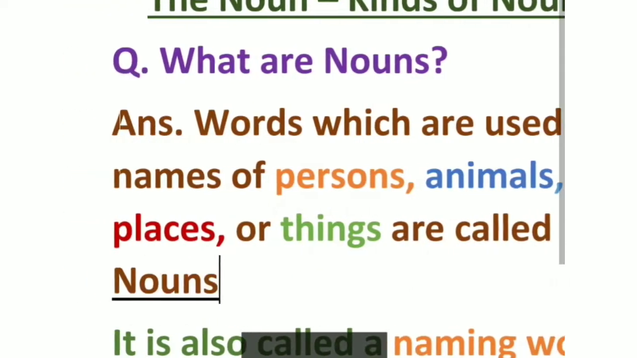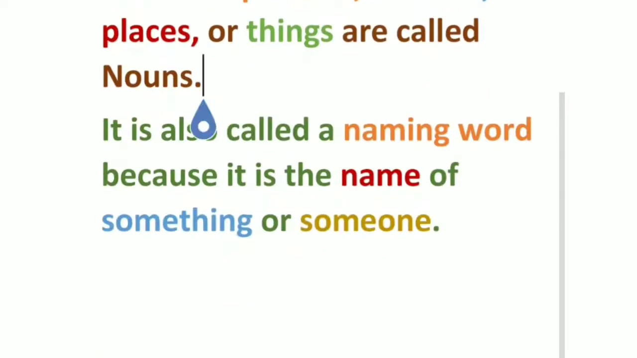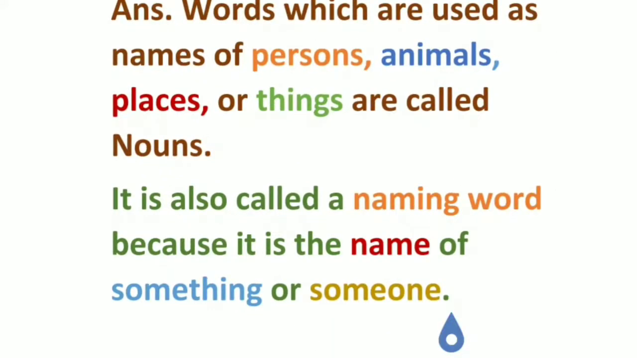Nouns are also called naming words, because a noun is the name of something or someone. When we are talking about someone's name, that is a noun. Now, children, there is something very important which you are going to do in your chapter.